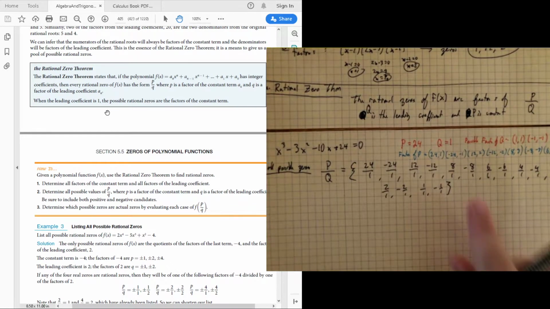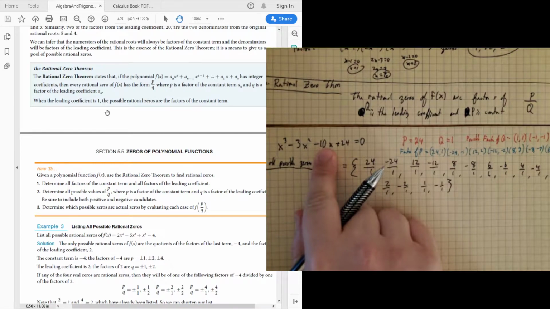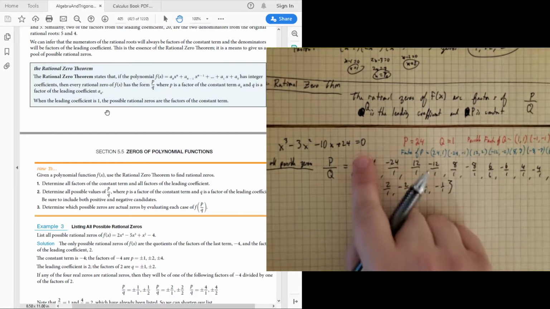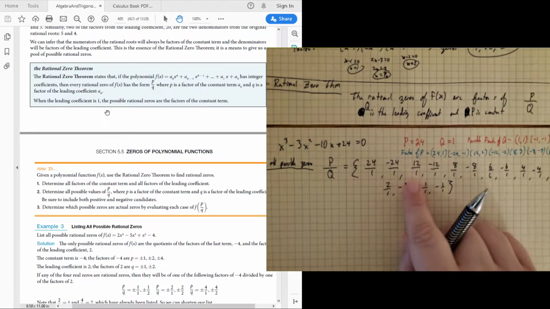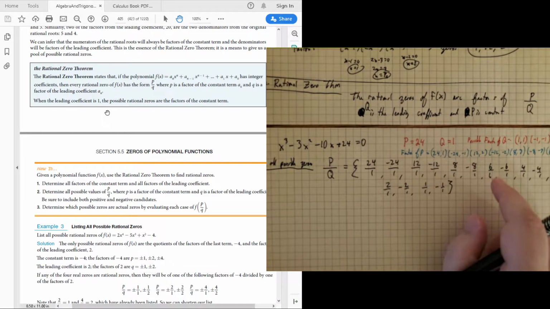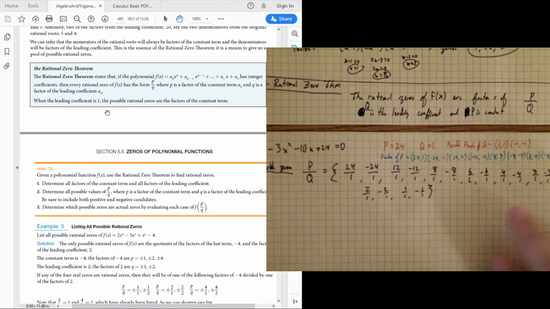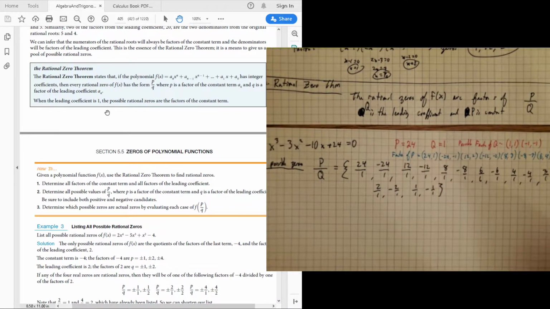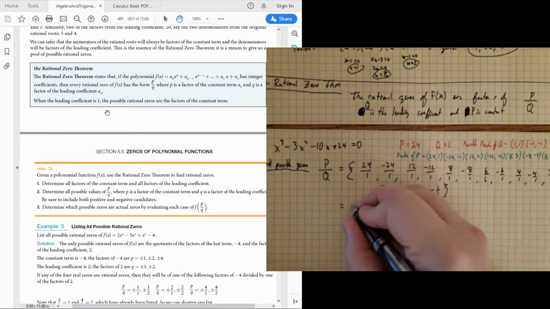This is every possible thing that could be a 0. So 24 over 1 could be a 0. Negative 24 over 1 could be a 0. 12 over 1 could be a 0. Negative 12 over 1 could be a 0. 8, negative 8, 6, negative 6, 4, negative 4, 3, negative 3, 2, negative 2, 1, negative 1. These could all possibly be different zeros.